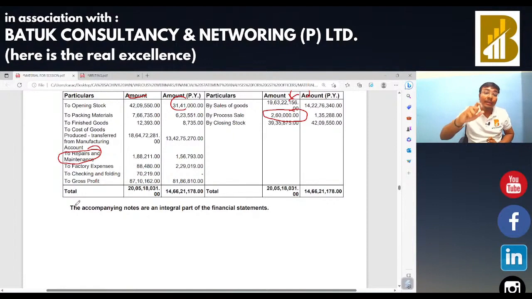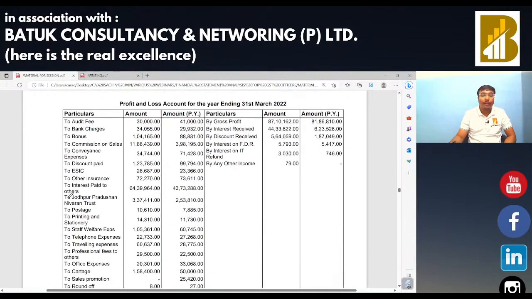But if the repair and maintenance is on account of vehicles, in that case input tax credit is not allowed. We need to check the same. Factory expenditure, checking and folding expenditure, input tax credit is not allowed, not an issue. Now next, sir, profit and loss account.